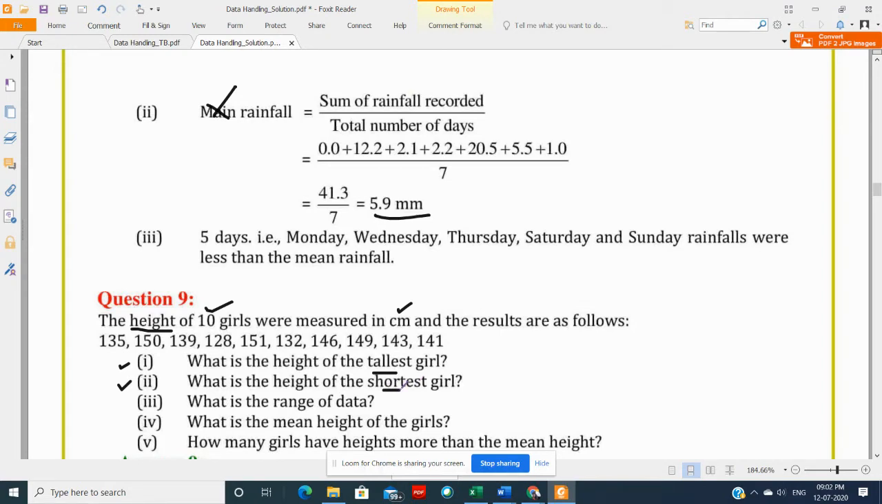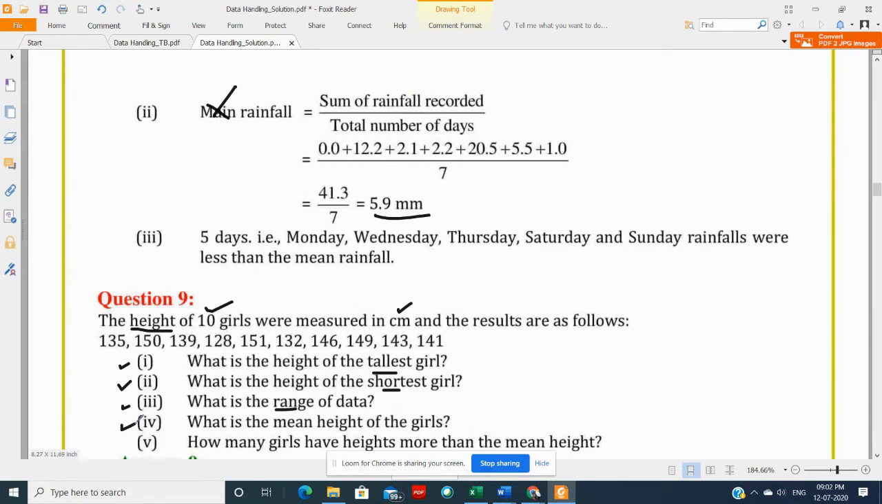जब भी आपको tallest shortest इस तरह से data है, so naturally the very first thing that should come in your brain is you have to arrange these data in ascending order so that it becomes easy for you to find out the highest and the lowest value. In this case, because it's height, tallest girl and shortest girl. The next, third question: what is the range of the data? एक बार आपको tallest और shortest की value मिल गई, so finding out the range of data is damn easy.